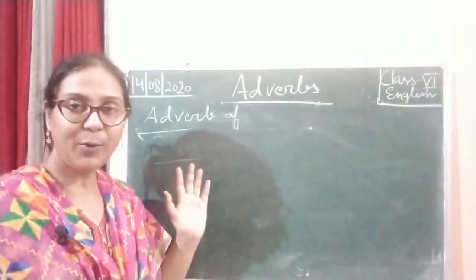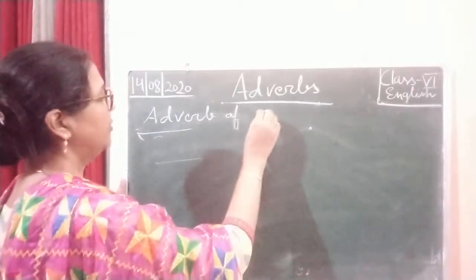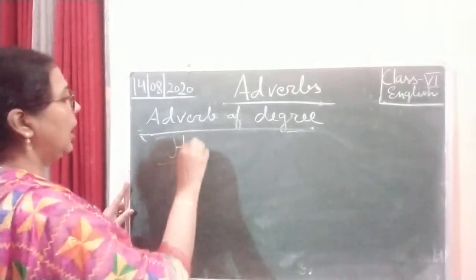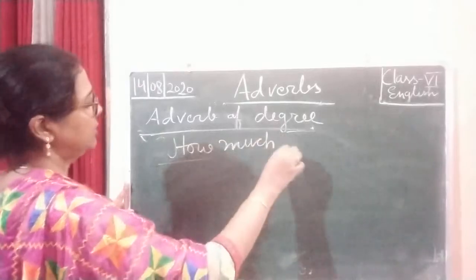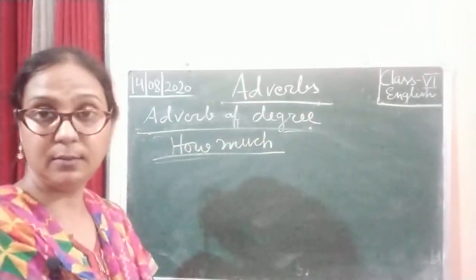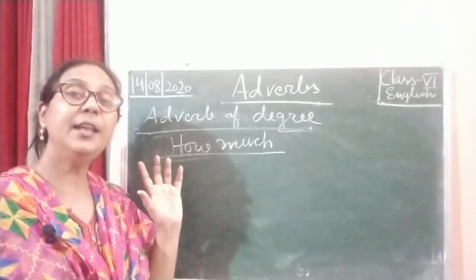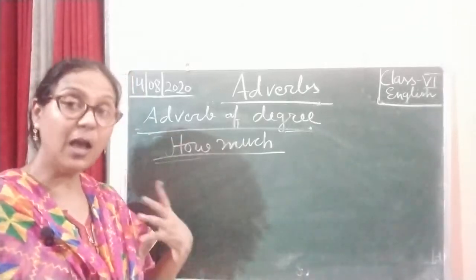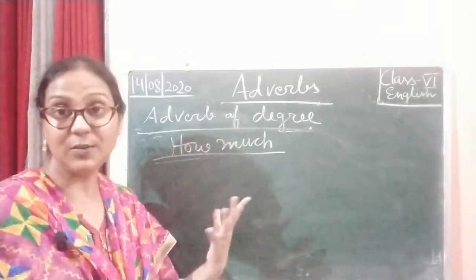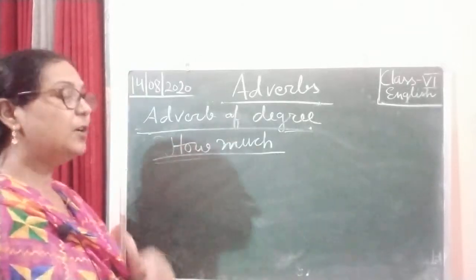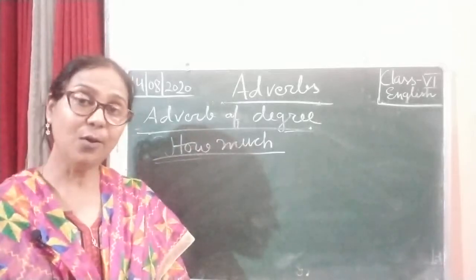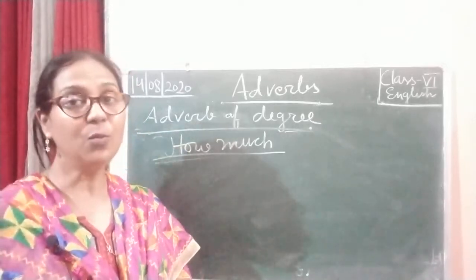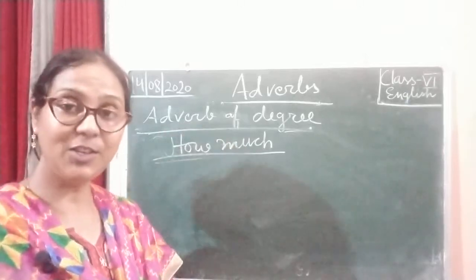Now we are going to discuss adverb of degree. Adverb of degree is showing how much an action is being done. Now it shows the intensity of an action. How much, how many times, and how much it was done or is being done. So adverb of degree is showing intensity of an action. There are a few words from which we can understand how much the work has been done.